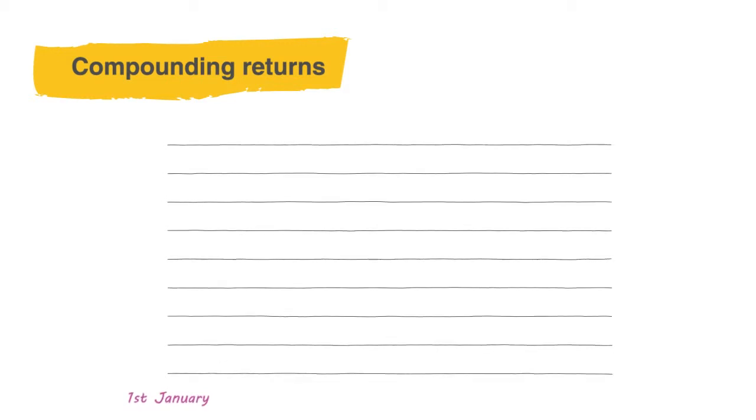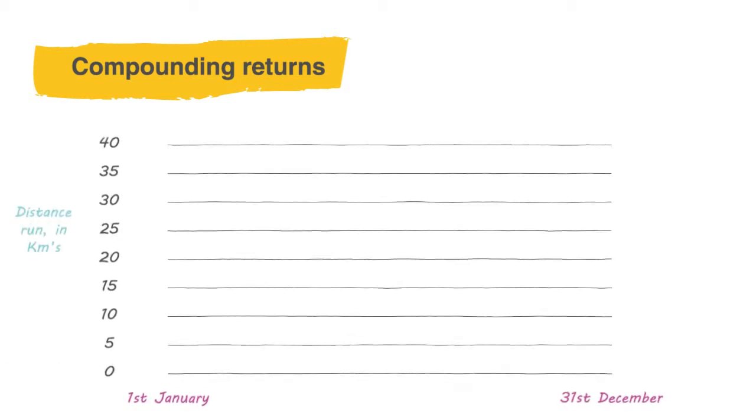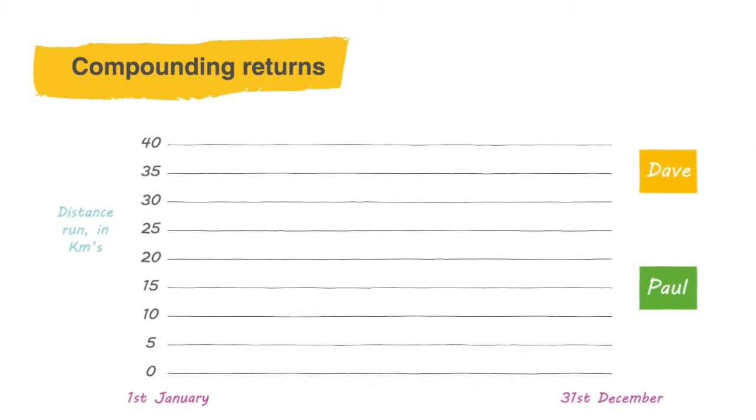Let's say, as a New Year's resolution, two people decide to improve the distance that they can run by training every day for a year. They both decide to run 1 kilometre on the 1st of January and then incrementally build up from there.